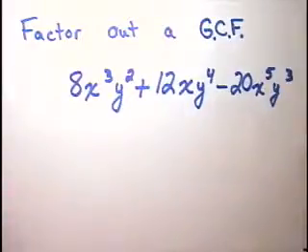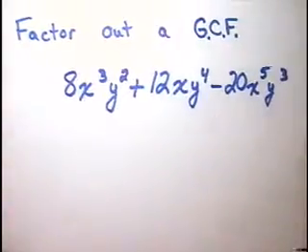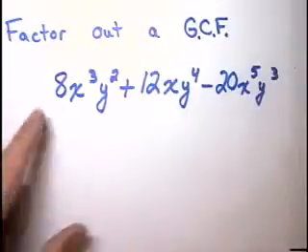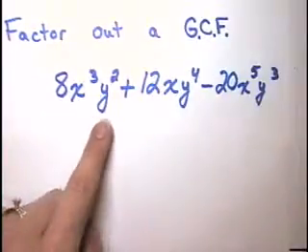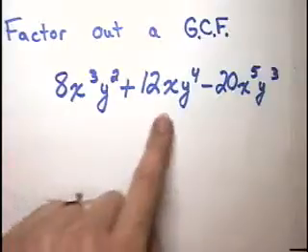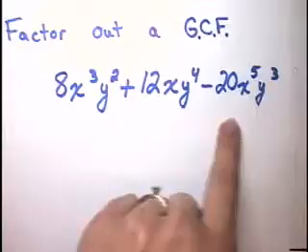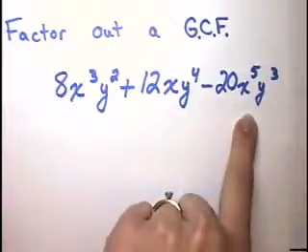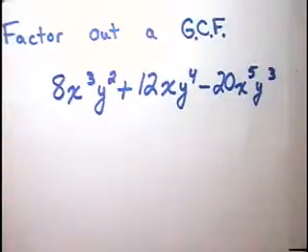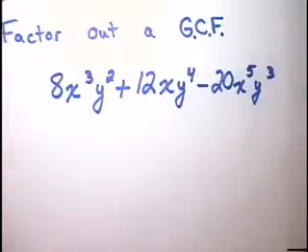Here I have a 3-term polynomial. I have 8x to the third, y squared, which is one term, plus 12x y to the fourth, which is my second term, minus 20x to the fifth y to the third, which is my third term. I want to look at these three terms and see if I can find a common factor. I want to find the largest common factor.